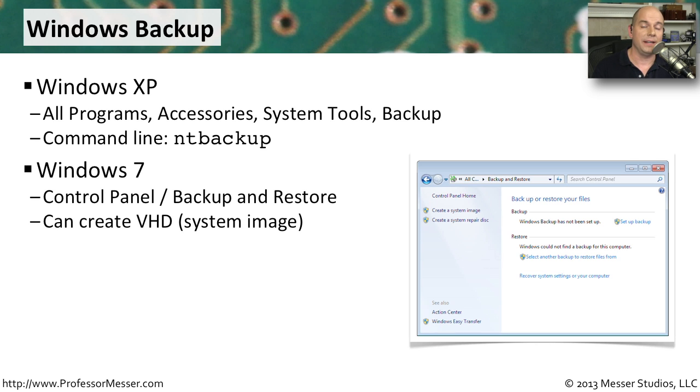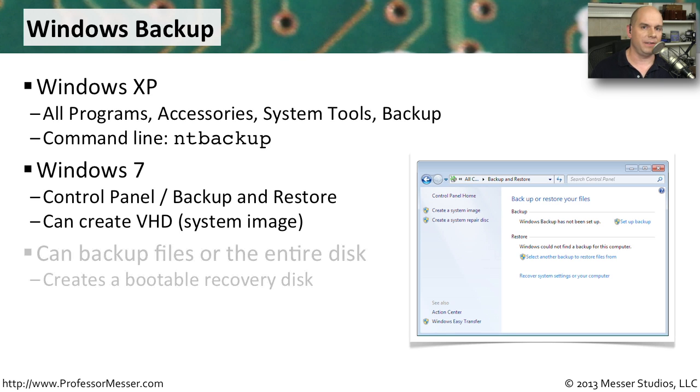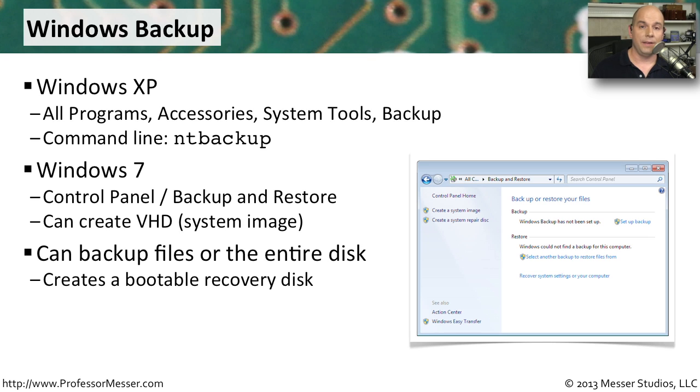And in Windows 7, you can even have your backup create an image for you. This is something called a virtual hard drive or a VHD. This can even be a bootable image. This makes it very simple to recover. The backup utility will back up individual files. It'll back up the entire drive. You can even have it create a bootable recovery disk in this configuration as well.